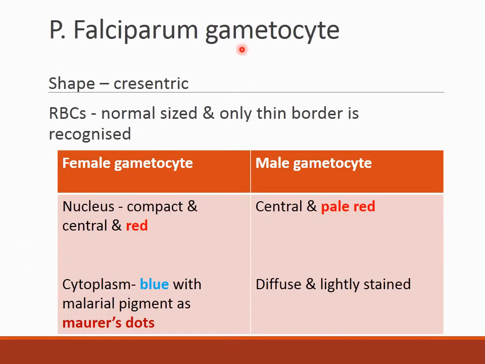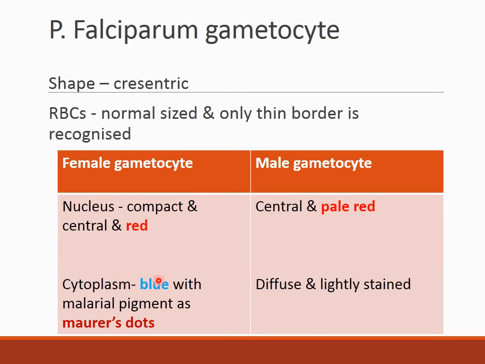Plasmodium falciparum gametocyte. Here the shape of the gametocyte remains crescentric, that is the crescent moon or the banana shape. RBCs remain normal sized here, and only a thin border of the RBC will be recognized. So here also we have female and male gametocyte. Nucleus of female will be compact and central and red color. Here in male it is central and pale red in color.